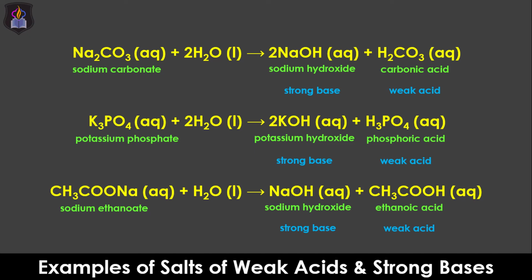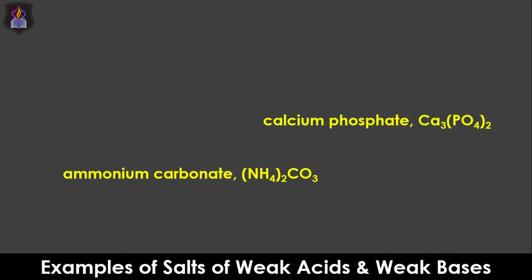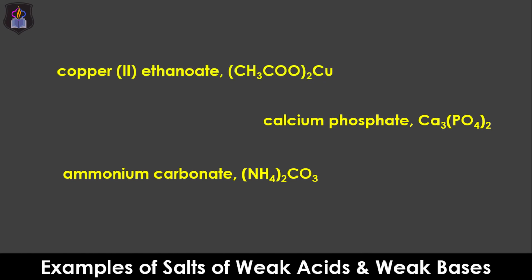The last category, the salts of weak acids and weak bases, is merely discussed in the hydrolysis of salts, as the dissociation of their acids and bases are too insignificant to affect the pH of the salt solutions. Simply put, they do not undergo hydrolysis. Examples of such salts are calcium phosphate, ammonium carbonate, copper 2 ethanoate, magnesium sulfite, etc.